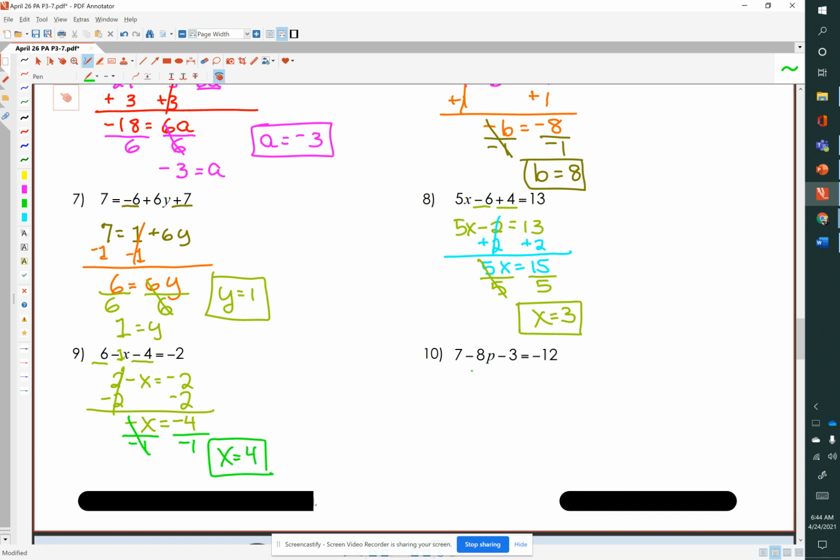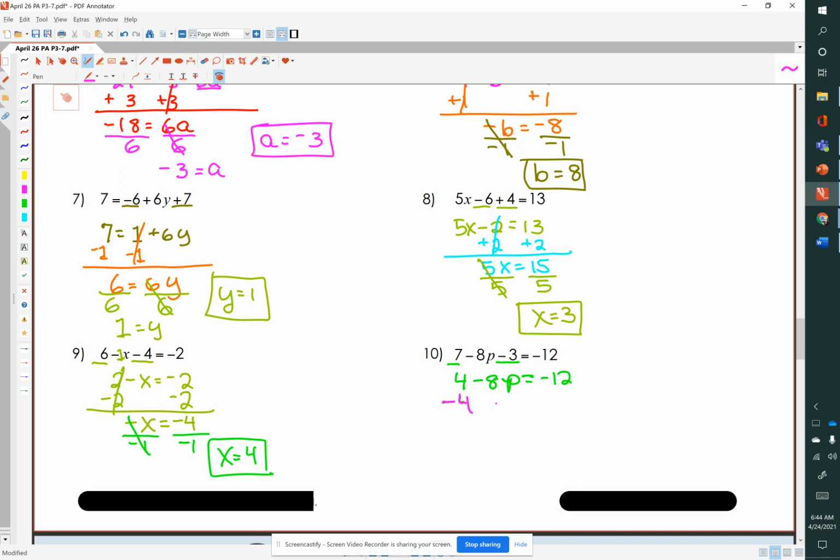And finally, number 10, 7 minus 8p minus 3 equals negative 12. So I can combine 7 minus 3, which is 4. I still have that negative 8p. So what's happening to that negative 8p? Well, 4 is being added, so I'm going to subtract 4.